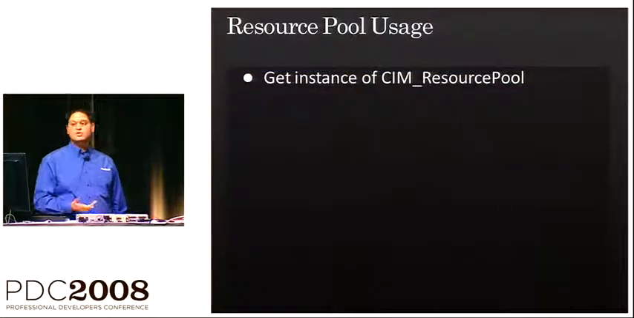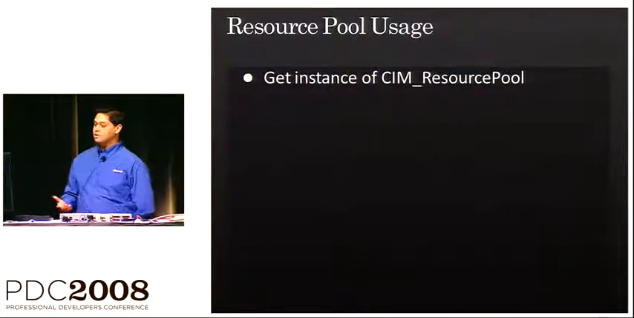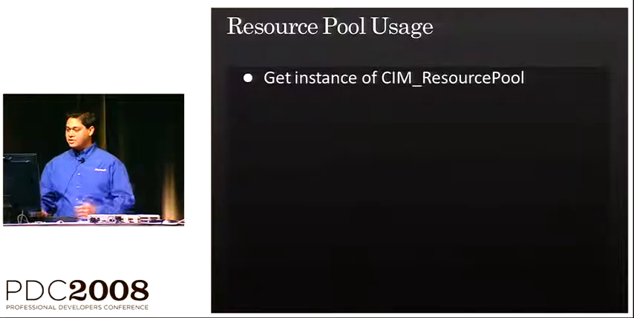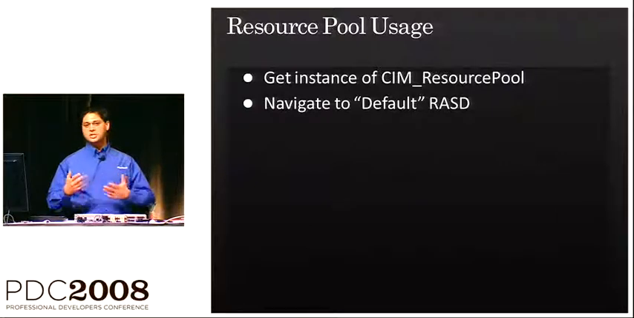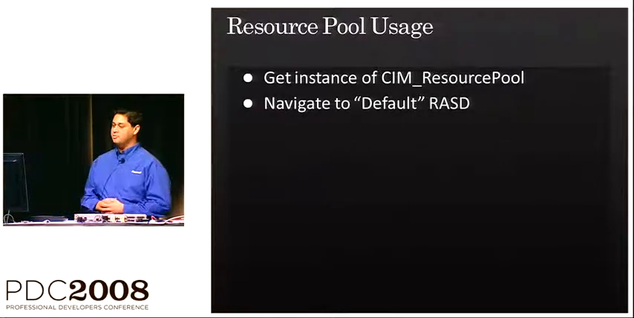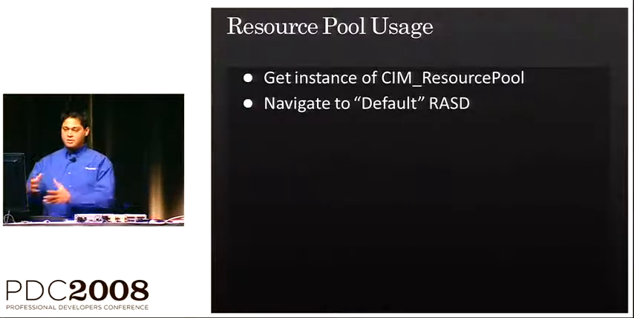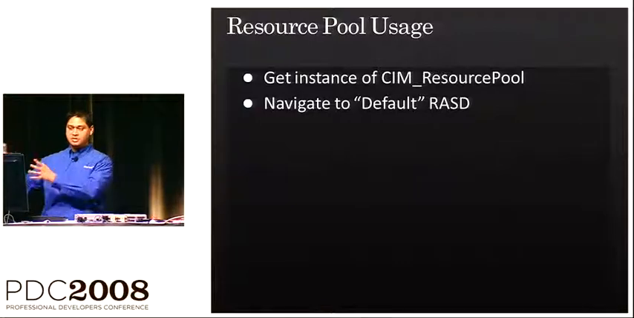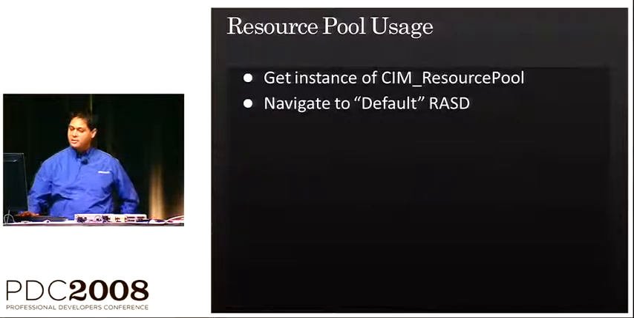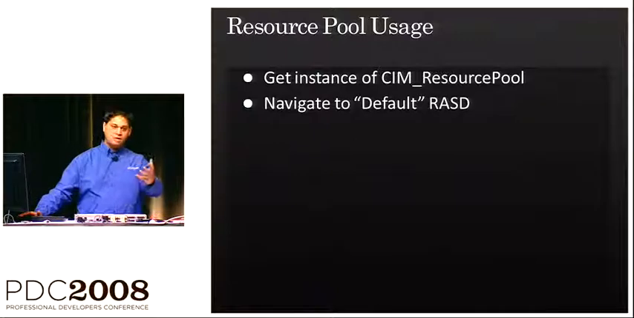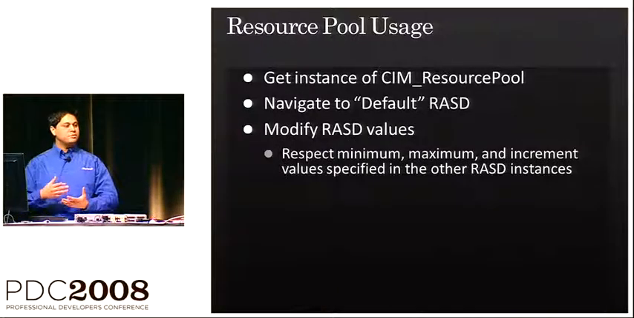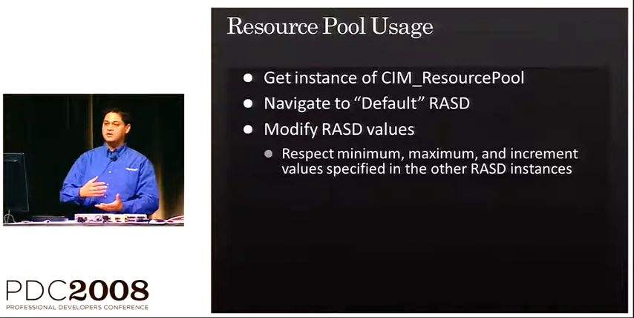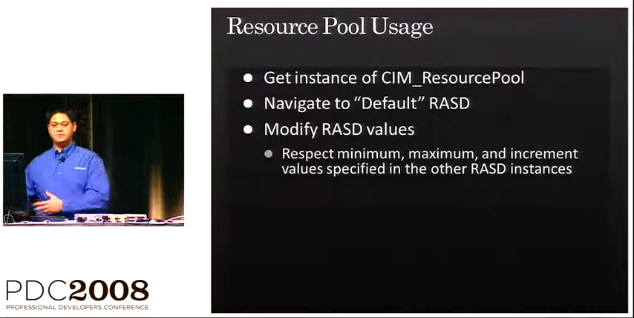So the way that you actually use this whole resource pool model, first is you get an instance of the resource pool that you're looking for. Again, that's by using the resource type, resource subtype, and other resource type properties. You navigate over past the allocation capabilities to this default RASD that we talked about. Go ahead and get yourself a local copy of that thing. And then you're going to modify some of the values there to the specifics of the device that you actually want to add to the VM.